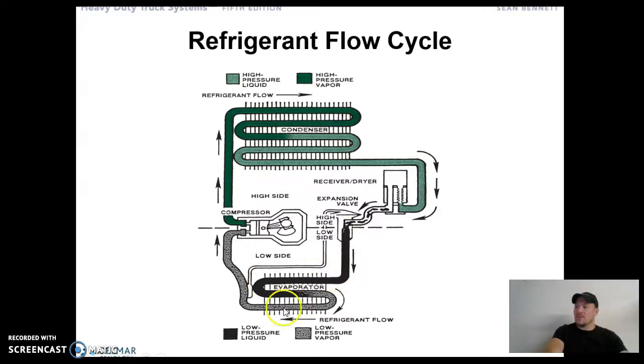As it goes through the evaporator, it becomes a low pressure gas. And that low pressure gas goes to the compressor. Start the cycle over again. Last time, I promise. Hopefully you got it. Any of these times, whichever diagram works best for you, use that one. Doesn't really matter.